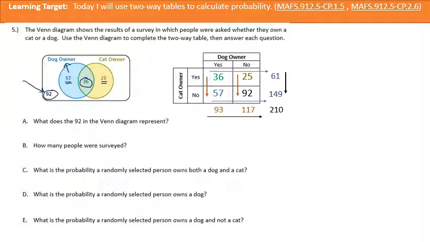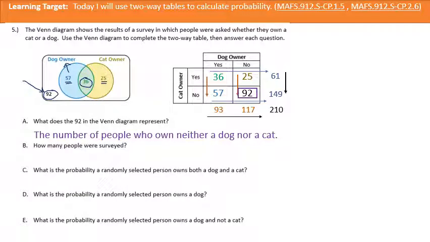Question A, what does the number 92 represent in the Venn diagram? So there's our number 92. Look, that says no to a dog and no to a cat. So this is the number of people who own neither a dog nor a cat. If you have the same idea and you worded it slightly differently than me, then you're good. These are the people that said no to having a dog and no to having a cat. Done.